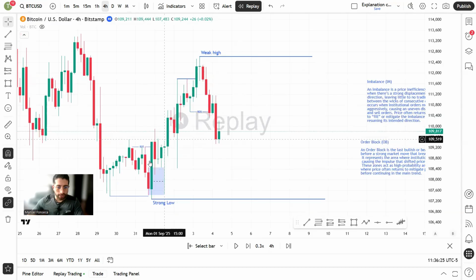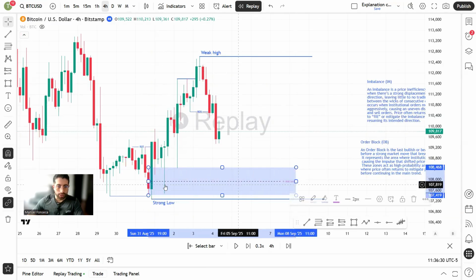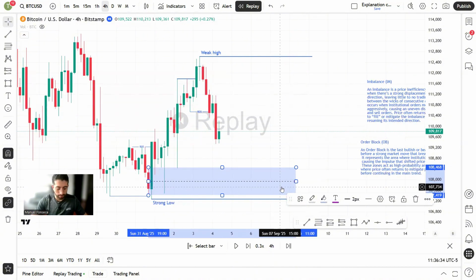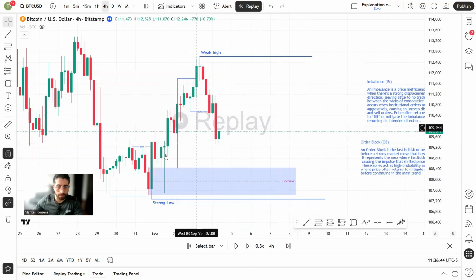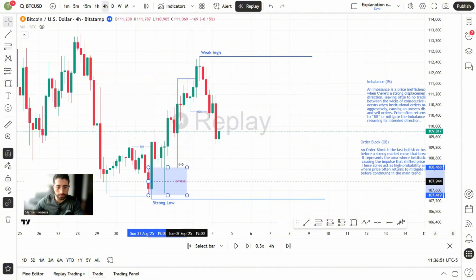So far from here, we have this first order block, which is already mitigated, but I'm going to put it here, and we call it an extreme, or the origin, and it's also called the move creator, right? It creates the uptrend movement right here in this example, correct? Also, it was retested, because it entered here and then re-entered here. It was retested here and then it kept pushing up.